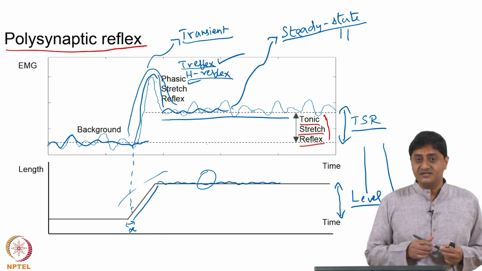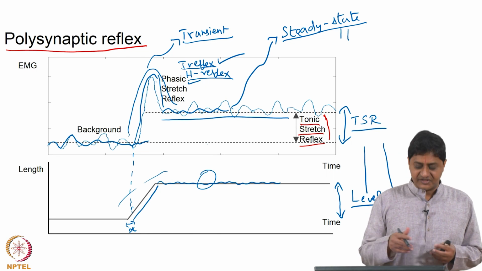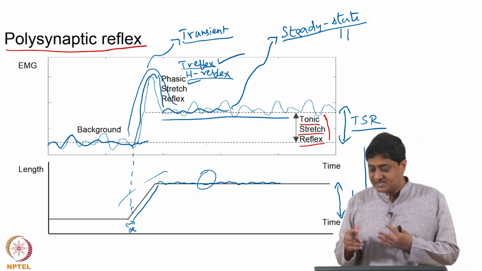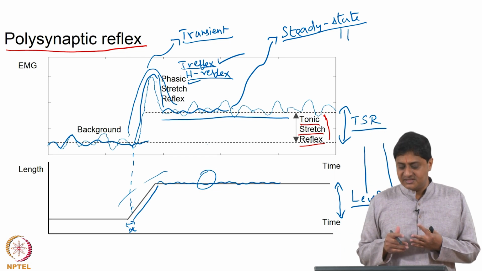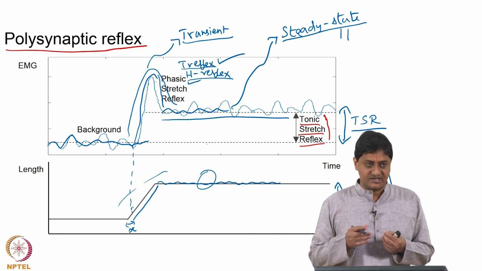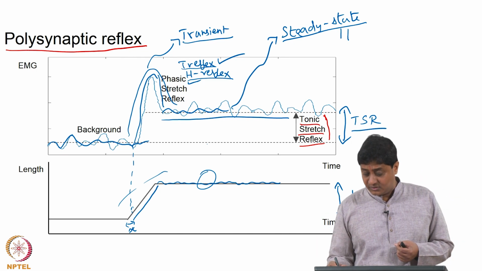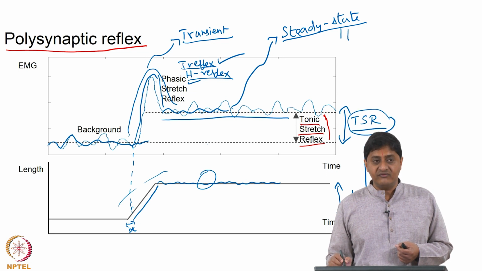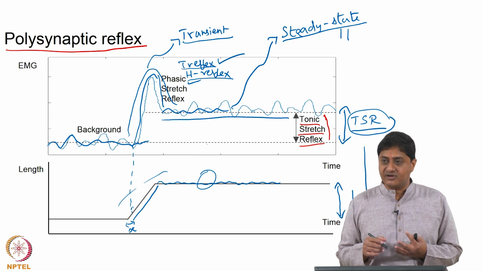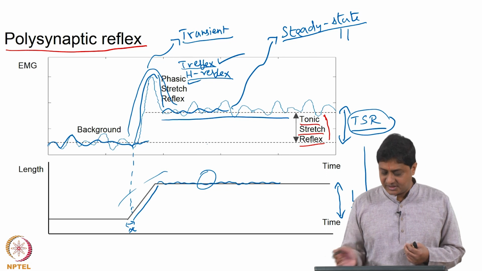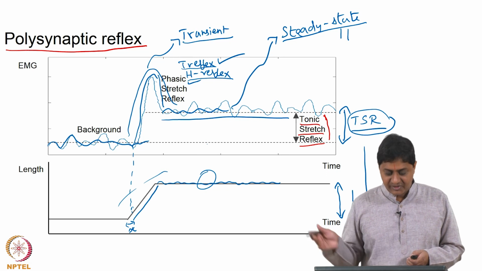Transient response is in this case H reflex or T reflex or a monosynaptic reflex or phasic stretch reflex, whereas steady state response is the tonic stretch reflex, which is response to a level of the stimulus. Okay. So, it turns out that the characteristic of the tonic stretch reflex could have important consequences for movement generation. How does this vary? We will talk about that in the next few slides or maybe in the next class.